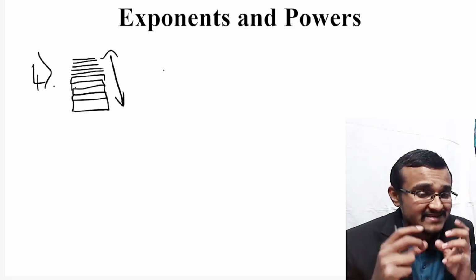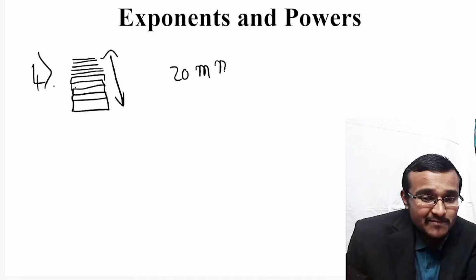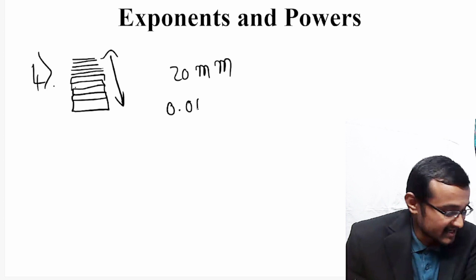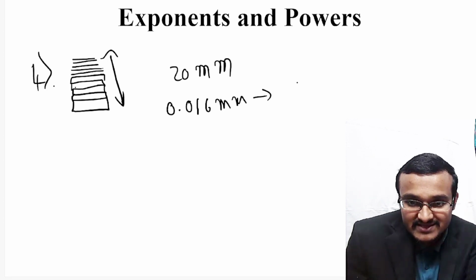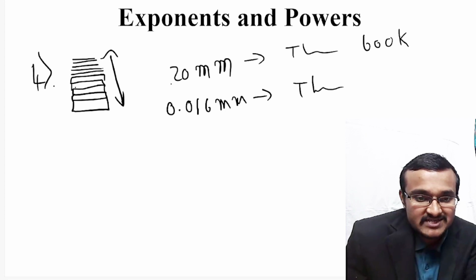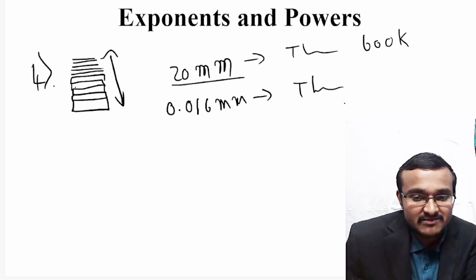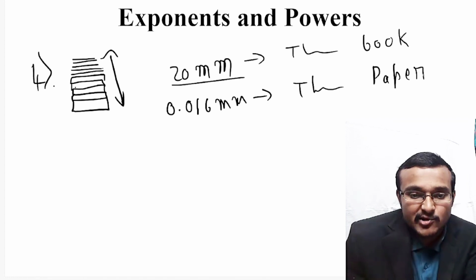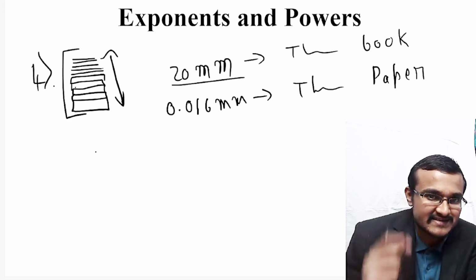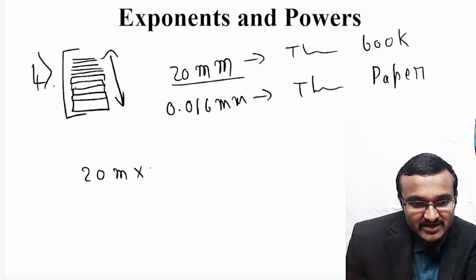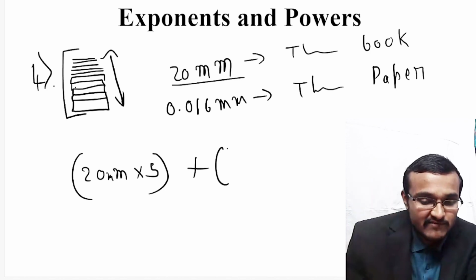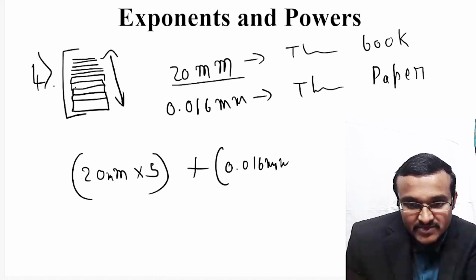So all books have a length equal to 20 millimeter and all papers have a thickness equal to 0.016 millimeter. So 0.016 millimeter is the thickness of a paper and 20 millimeter is the thickness of a book. So now there are 5 books which have a thickness of 20 millimeter each, and there are 5 papers which have a thickness of 0.016 millimeter each. Now you should find out the total thickness of this particular stack. So you should multiply this 20 millimeter with 5. So 20 millimeter into 5, and you should add this with the total thickness of all 5 papers together. So that will be 0.016 millimeter into 5.